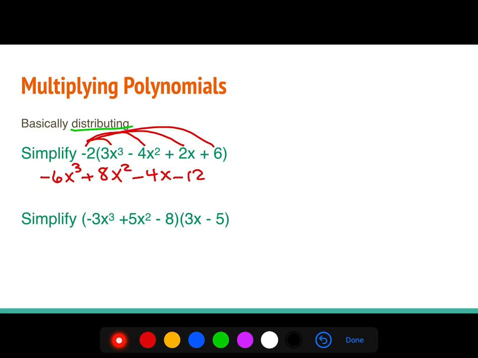And I look and see if anybody needs to be combined. I have a cubed, a squared, an x, and a number. That's my answer. Nobody's going to be combined.